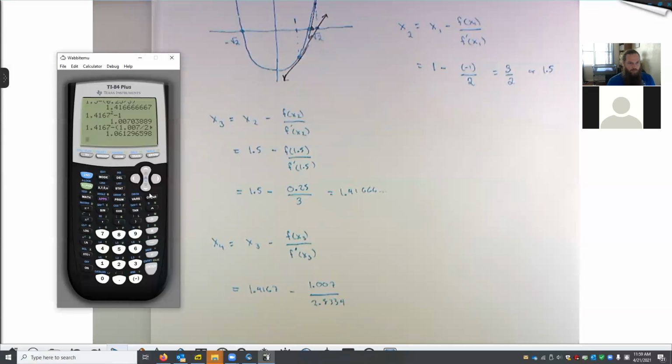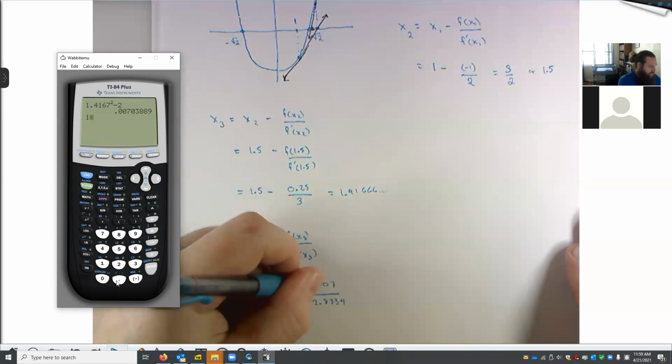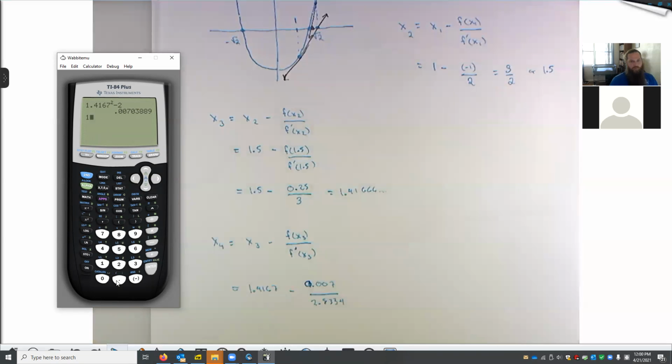I can try it just one more time. Oh yeah, this should be a 2. I'm so stupid. All right, here. So this is going to be 1.4167 squared minus 2. That's my top, 0.007. So then I've got, for my x4, it's 1, so sorry, this is a 0.